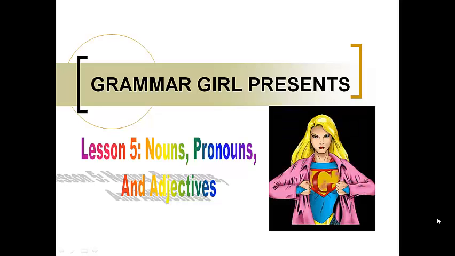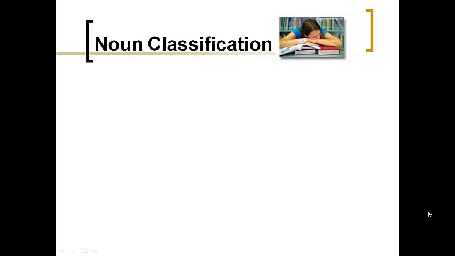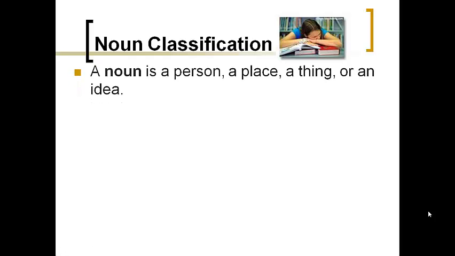Grammar Lesson 5. This week we're looking at nouns, pronouns, and adjectives. This is a review. Last year you had a week with each of these. This year we're going to review them all in 1 week. So nouns. A noun is a person, a place, a thing, or an idea.